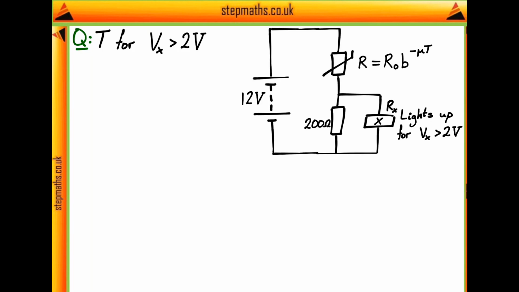Okay, so to try and solve this question, let's have a bit more of a think about our circuit first of all. It's a bit of an odd circuit in that we've got a thermistor which has a variable resistance, and we have this component X which seems a bit mysterious with a very high resistance.